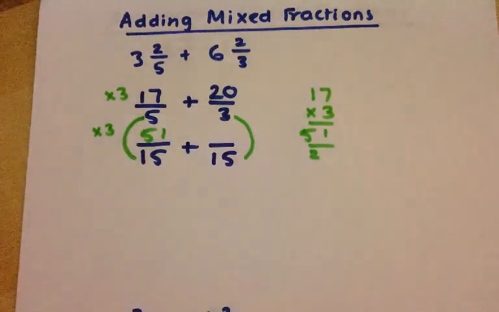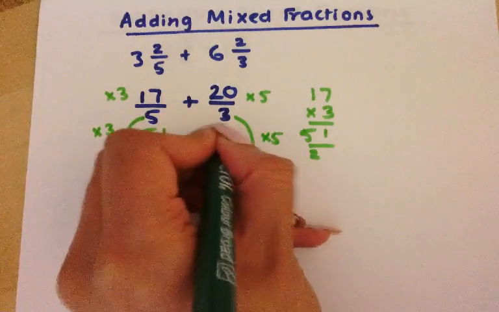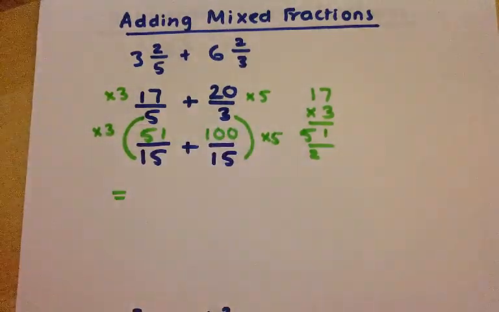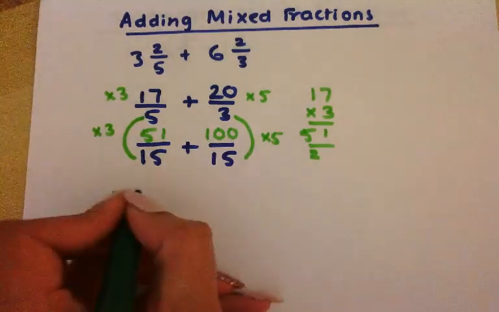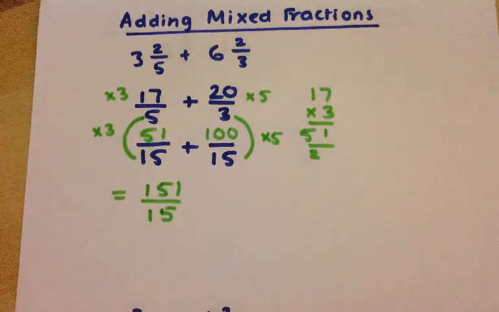How do I get from 3 to 15? Times by 5, I need to do the same to the top, so that's 100. Now I can just add the numerators because the denominators are the same. That's 151 over 15, and that's the answer to the first one.